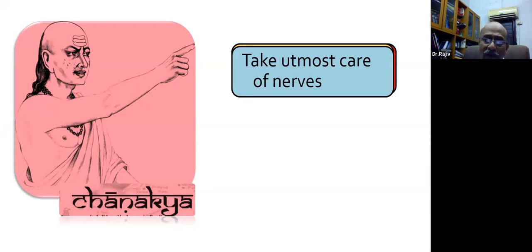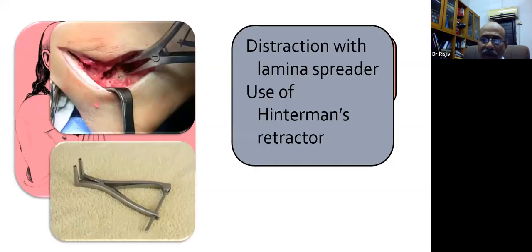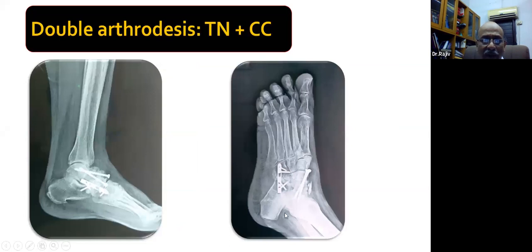Take utmost care of the nerves. If you damage nerves while doing your surgery, there would be neuritic pain and neuroma. And you do distraction with an instrument called a lamina spreader or a Hintermann's distractor. Now this patient underwent double arthrodesis, so arthrodesis of calcaneocuboid joint and talonavicular joint, because the arthritis was of these two joints and the deformity of the flat foot was corrected with two joint arthrodesis.